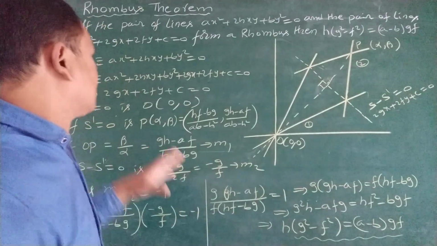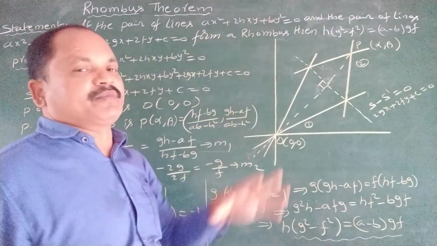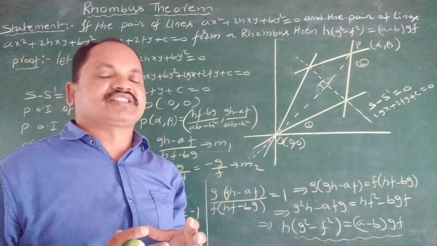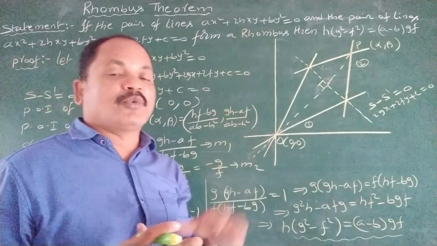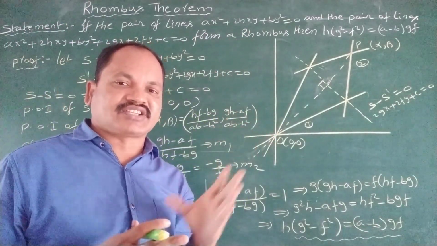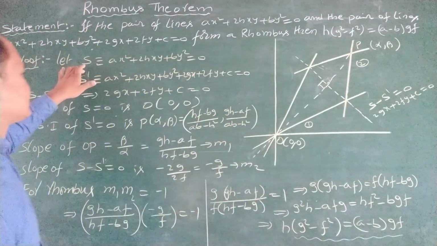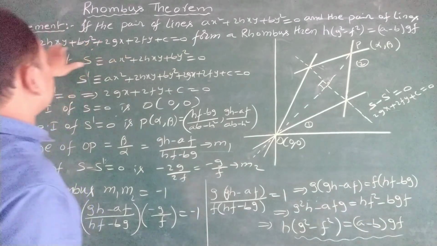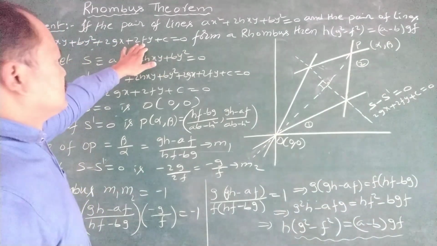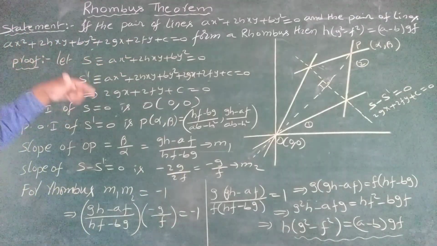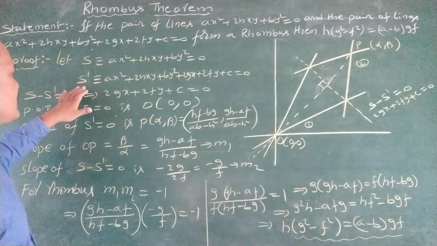Now first we have to take the pair of lines. Let the first equation ax square plus 2hxy plus by square is equal to 0 represent a pair of parallel lines. That means it represents a homogeneous pair of lines. This is the standard form of the homogeneous pair of lines passing through the origin. This is taken as S. Another pair of lines, this is a non-homogeneous pair of lines. Standard form of the non-homogeneous pair of lines, ax square plus 2hxy plus by square plus 2gx plus 2fy plus c is equal to 0. This is taken as S dash.